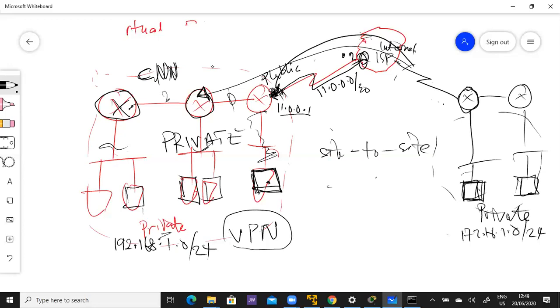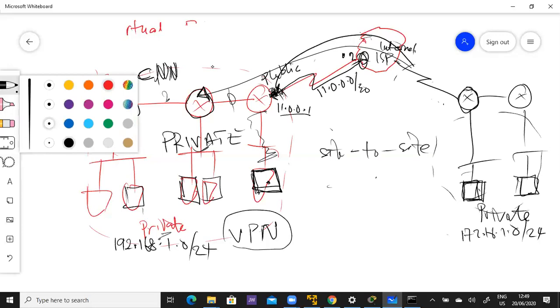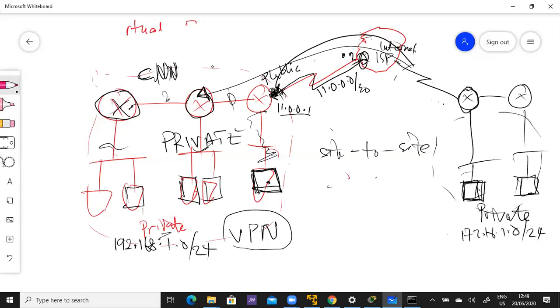And this configuration is done on the head-end routers. If I say the head-end routers, what I mean is these routers here and that. These are the head-end or the perimeter routers or your last mile routers. That's where I'm going to configure the site-to-site VPN. Remember, this end of the company is also public.